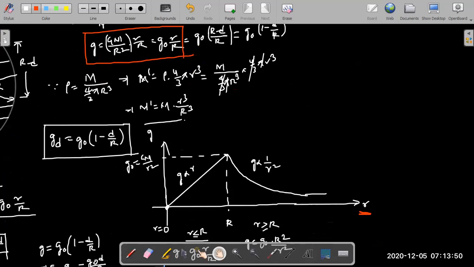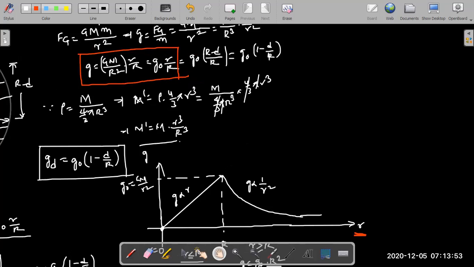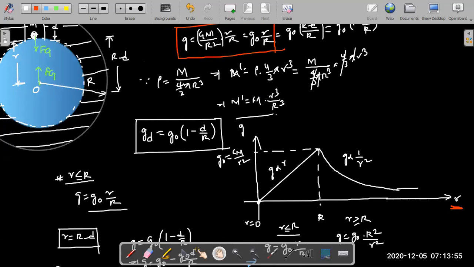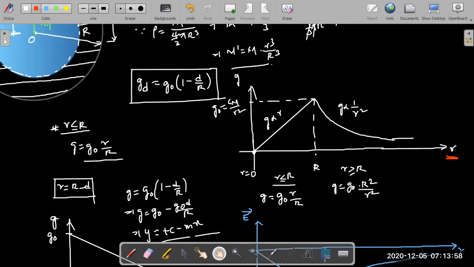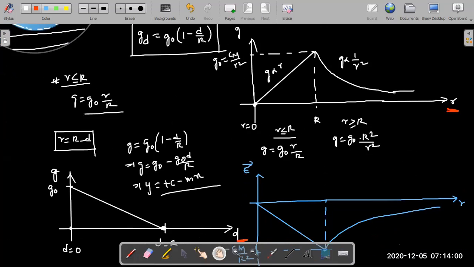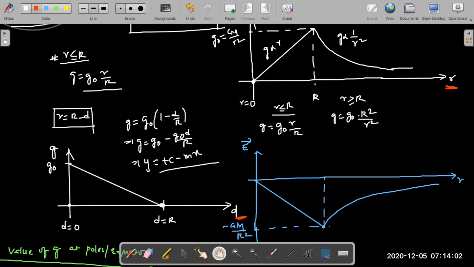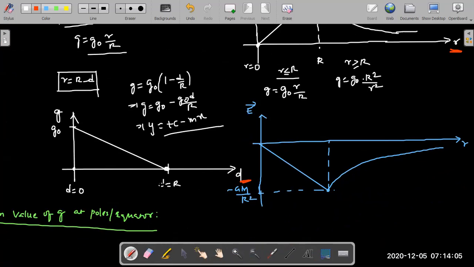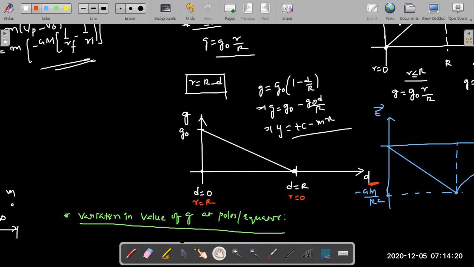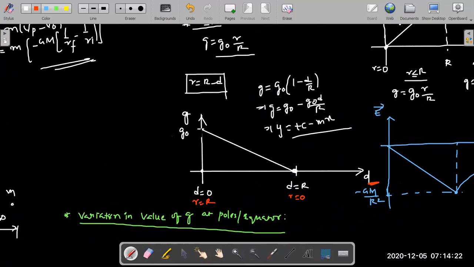Now here, if you are plotting with respect to R, this will be of the form y is equal to minus mx plus c. That's why you'll get a negative slope. Understood. Whenever d is equal to R, that means the value of small r is equal to 0. Whenever d is equal to 0, that means the value of small r is capital R. This is the limit, and if you move away, then it will decrease. If you want me to further extend this graph, depth becomes negative, which is nothing but the height.